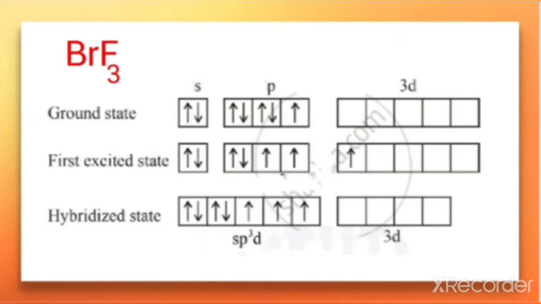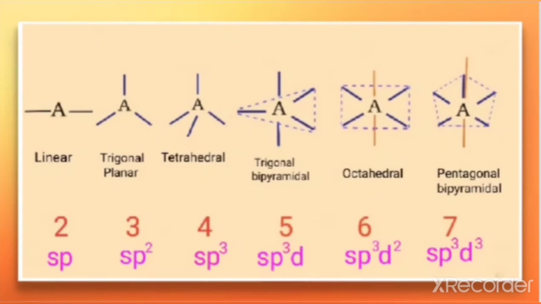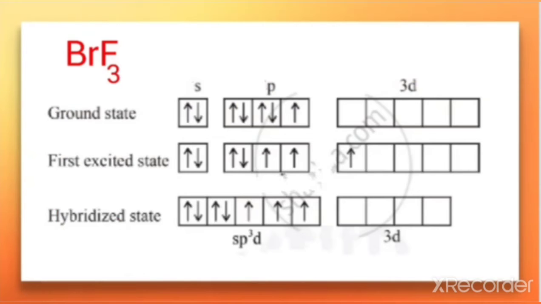The geometry for sp3d hybridization, as we have learned already from the chart, is trigonal bipyramidal. So this we have already discussed with number 5. Geometry is trigonal bipyramidal and the hybridization is sp3d. So that is the hybridization of the XX'3 type of interhalogen compound, sp3d hybridization.